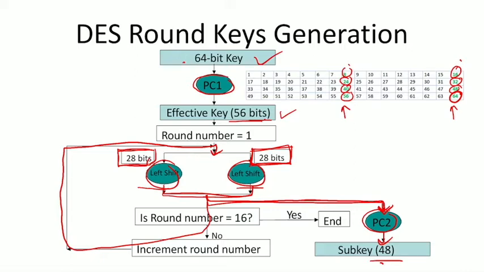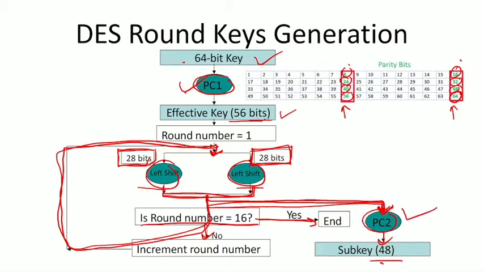Now again, whatever state these 2 left and right halves had after the left shift, we take that and perform another left shift on these. Another time we do a left shift by certain bits, and the output is again passed through the Permuted Choice 2 table. Until we have received 16 keys, we just keep repeating this process. And if we have already gotten 16 keys, then we stop the process.